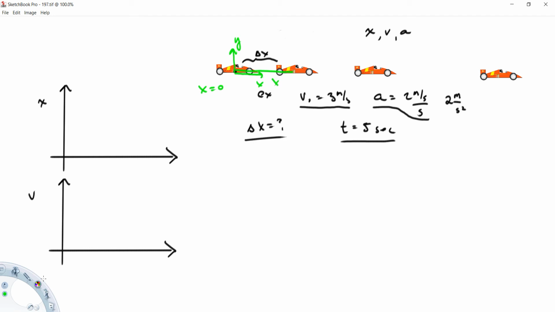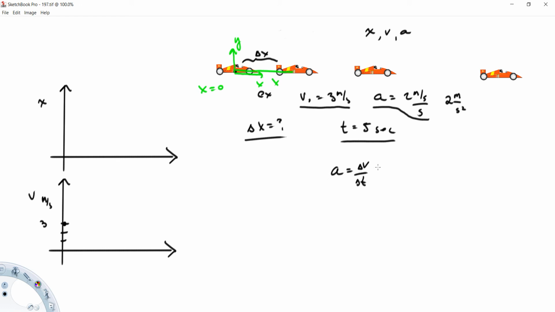All right, let me get back to my velocity graph. So at t equals 0, you ask yourself, what's the velocity of the car? 3 meters per second. So 1, 2, 3 meters per second. I'll just put the units up here, put a dot here. Now, 5 seconds later, the car is going to be going considerably faster. Now, how much faster? Well, let's calculate it. And we can do that using the acceleration. So acceleration is equal to change in velocity over change in time.